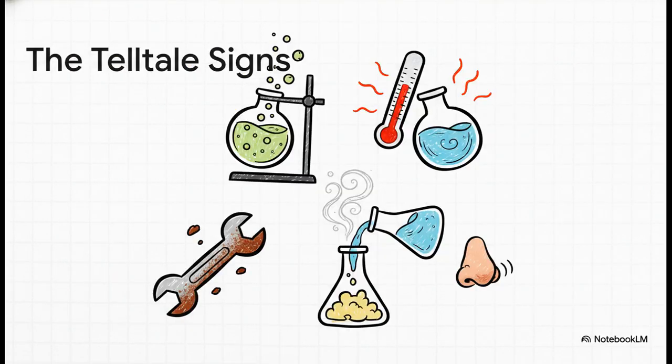Well, chemists are like detectives, and they look for telltale signs. A big color change, like shiny iron turning into that reddish-brown rust, the fizzing of gas bubbles being created, a brand new smell, could be good, could be bad, or even a sudden change in temperature, getting hot or cold all on its own. These are all clues that a completely new substance has been born.